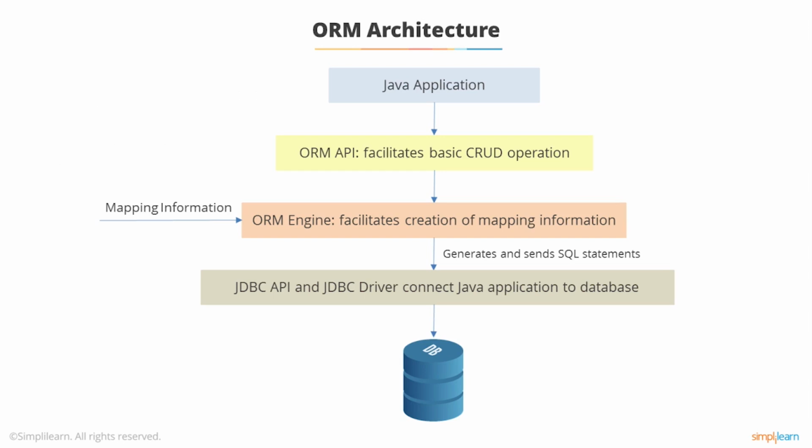The ORM engine will facilitate the creation of the mapping information for the Java class that you create here to actual SQL statements meant for the database, and the JDBC driver will connect the Java application finally to the database. So it is the ORM that is doing the mapping to your objects that you write in the Java application to tables that are actually updated and created in the database.